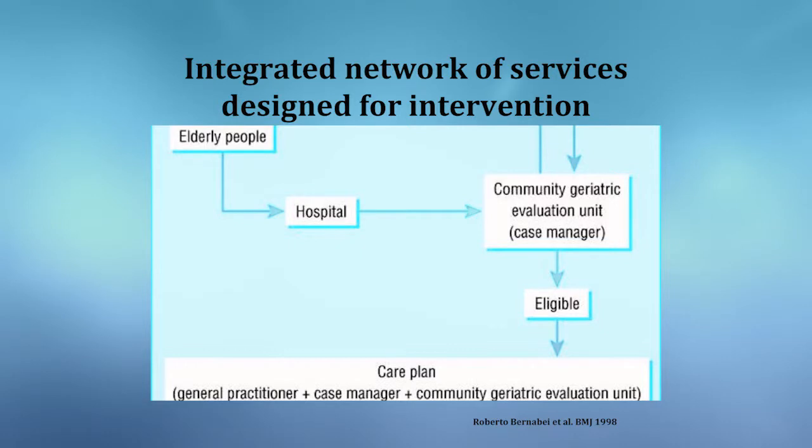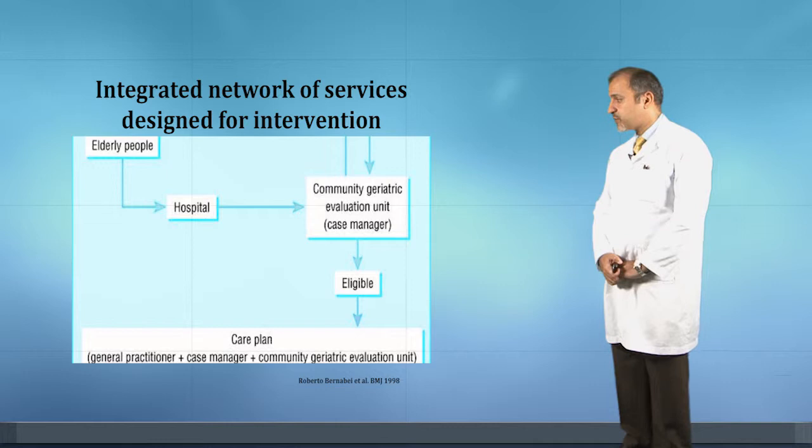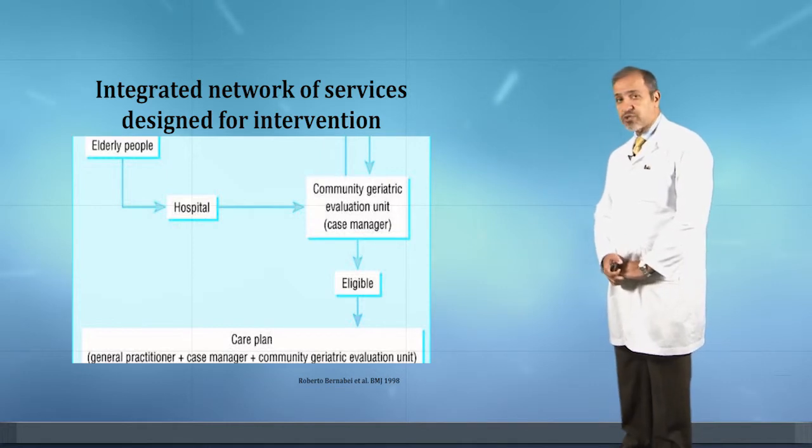When we look at integrated networks for services designed for intervention, we see that for the elderly, there's a strong relationship between the home, the hospital, the general practitioner, community geriatric evaluation units, and the case manager. And if patients are eligible for this service, generally a care plan should be done, which includes the general practitioner, the case manager, the community geriatric evaluation unit, and these include home care, day hospital, hospital at home, or nursing home care.